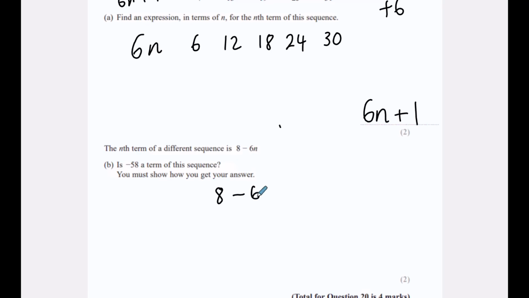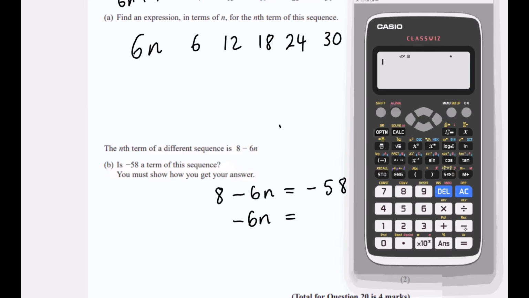I'm going to write this as an equation. So if n is a term in the sequence, there will be a whole number for n that gives an answer of negative 58. So let's try and find out what that number is. So I'm going to take away 8 from both sides, and I'll leave negative 6n equals negative 58 minus 8. Negative 58 minus 8 is negative 66.